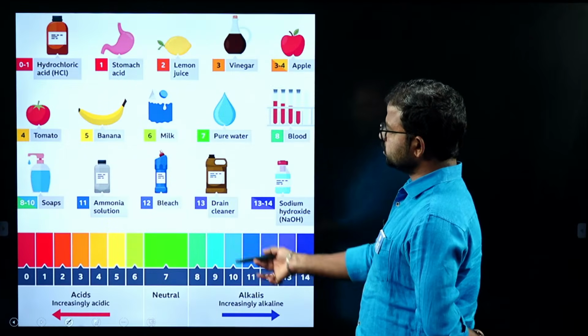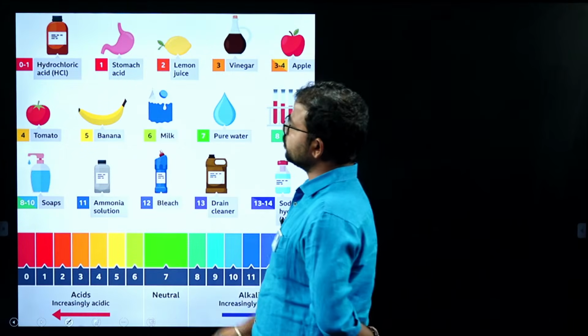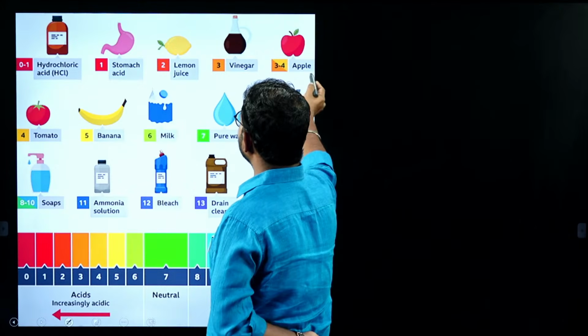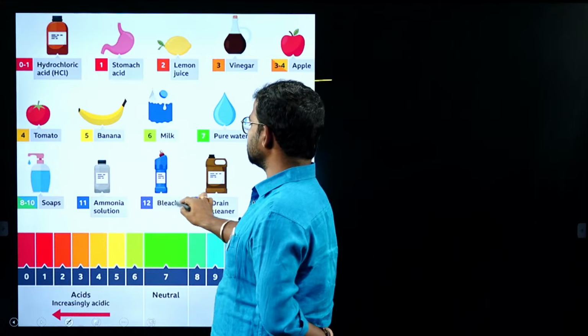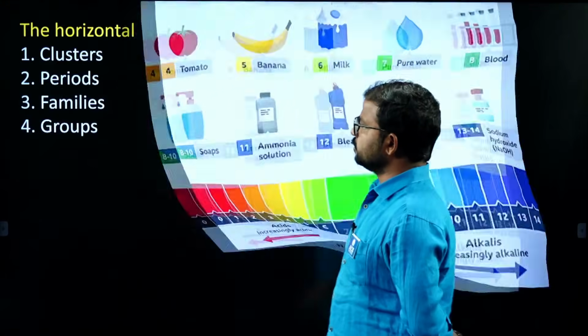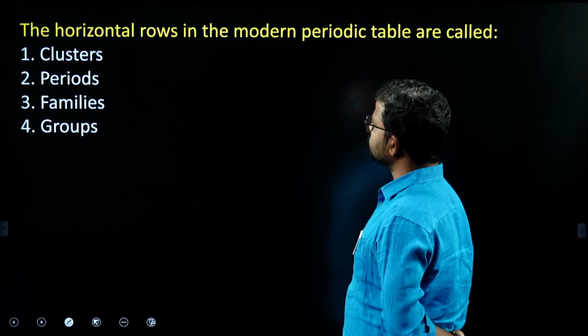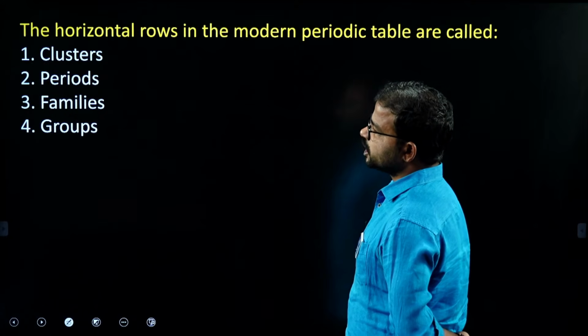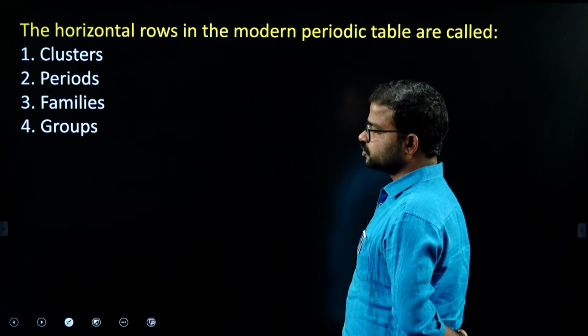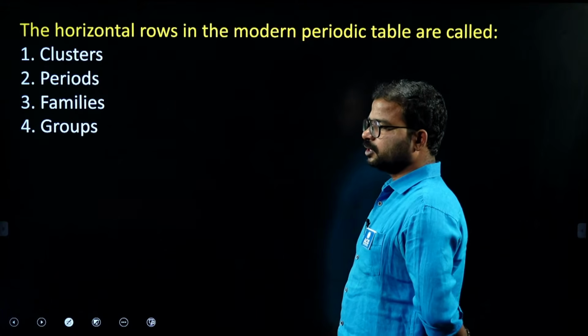Next one, here it is. If you consider hydrochloric acid, stomach acid, lemon juice, vinegar, apple, their pH values are like this. Next one: the horizontal rows in the modern periodic table are called as: clusters, periods, families, groups.